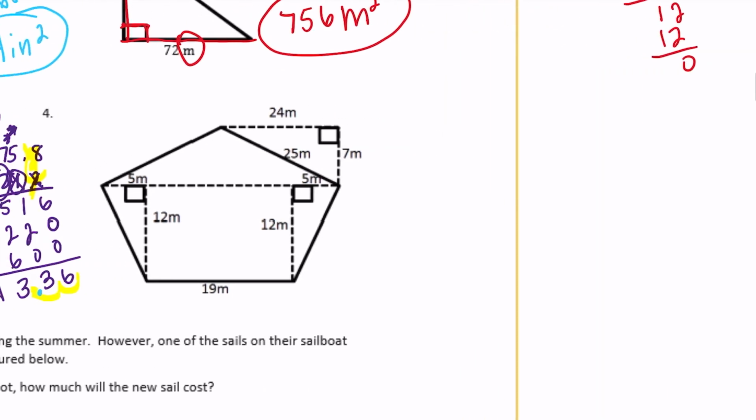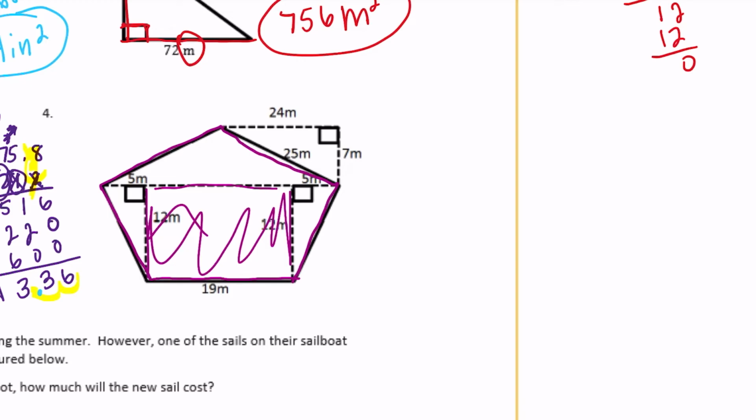Okay, number 4. So this has a lot of pieces to it. So they've already broken it up into different sections for us, which is nice. So the actual shape is this. It's a pentagon. So it has 5 sides. So let's start with the middle part, this rectangle. So it is 19 by 12.